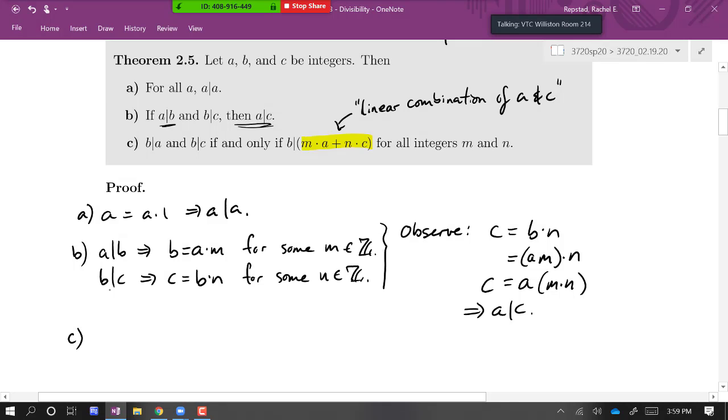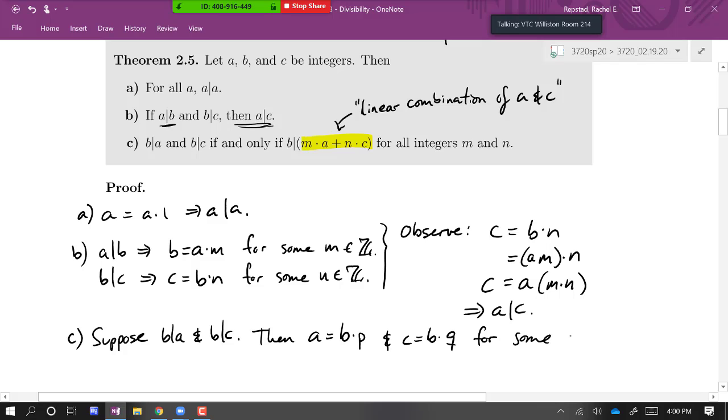So let's go in one direction. Let's suppose that B divides A and B divides C. So that means that A is equal to B times P, and C is equal to B times Q for some P and Q in the integers.